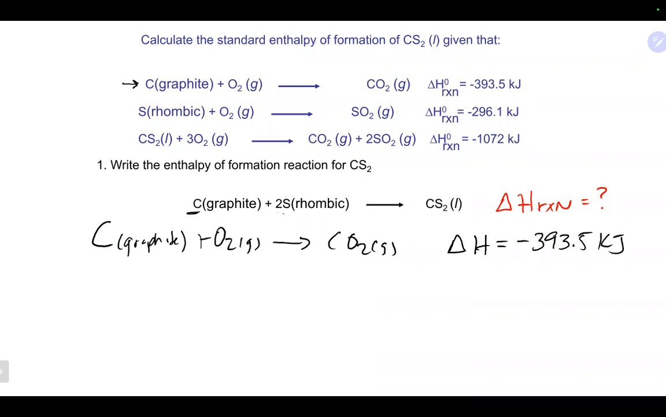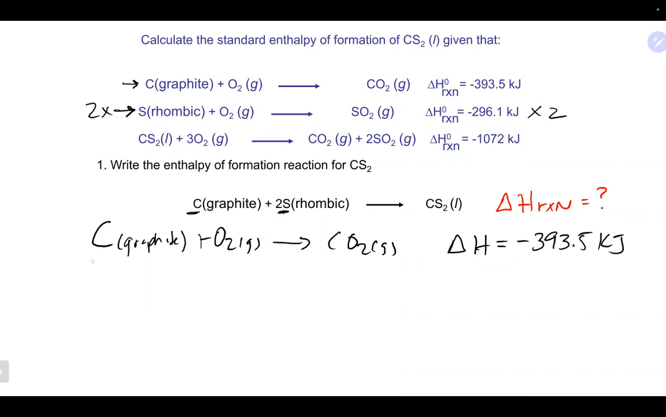I'm then going to move to my next one, which is sulfur here, and I do need sulfur on the left, and the equation that has sulfur is the second one, and it is on the left, but again, in the end, I need two of them, and I only have one in that equation. So I am going to need to multiply that equation by 2, which means I will also multiply my delta H value by 2.